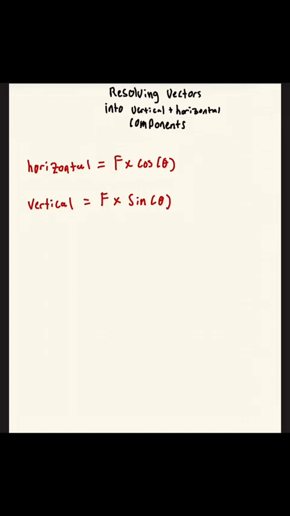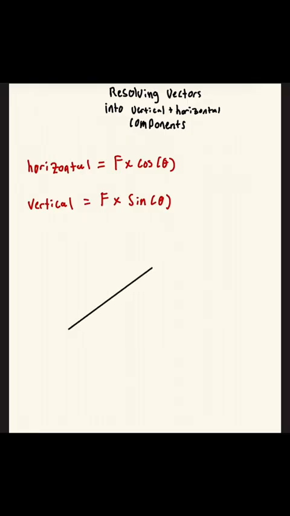So today we're going to be talking about how to resolve vectors into the vertical and horizontal components. So I've written down the formulas here for how to do it. For horizontal, it is the force, magnitude of the vector times cos theta. Vertical is magnitude times sine theta. That might look like this in a real example.